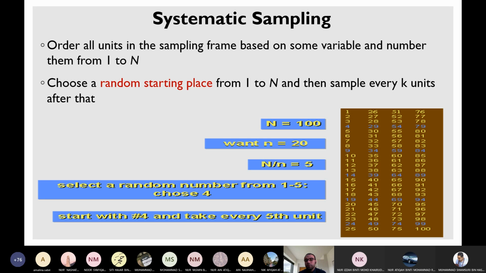Then comes the random selection of the starting point. In this example, they randomly select 4, then with an interval of 5 the next would be 9, then 14, and so on. Another researcher, for example, may have a random start of 1, then 6, and so on. So the random here refers to the random starting point of the selection of the sample within the population.